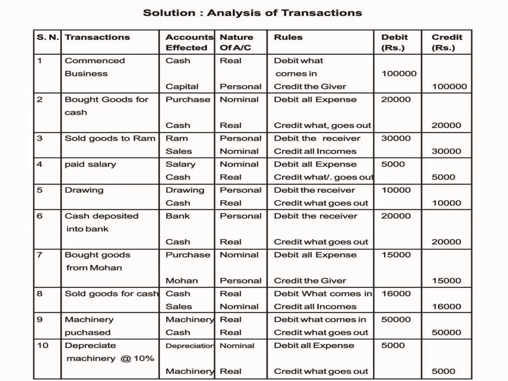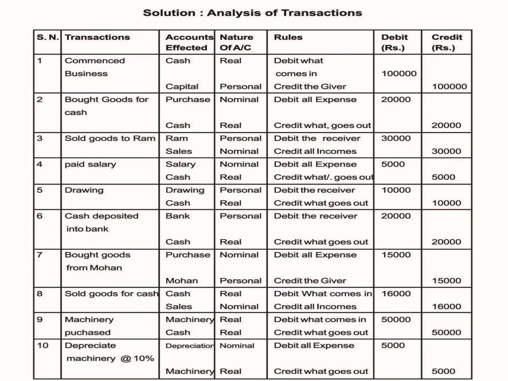Fourth transaction, paid salary. Salary is a nominal account. Debit all expenses and losses. Cash is a real account. Credit what goes out. Drawing is a personal account. Debit the receiver. Cash is a real account. Credit what goes out.